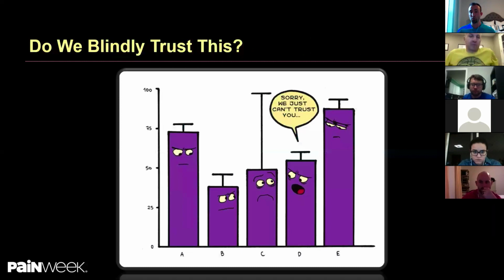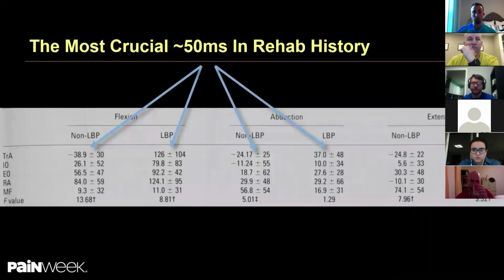So should we blindly trust this data? We look at this data, it had a pretty wide confidence interval. There was a really big standard deviation. And if you look back, you can actually see that in the low back pain group with shoulder flexion, there's a 104-second standard deviation plus or minus, or a confidence interval on the onset. And in the non-low back pain group, yeah, it occurred before the shoulder flexion, but there was also quite a bit of variance to even going right up to the point of them occurring at the same time.